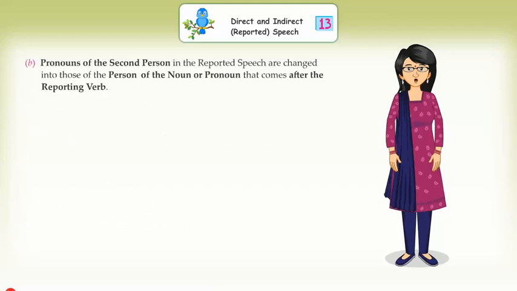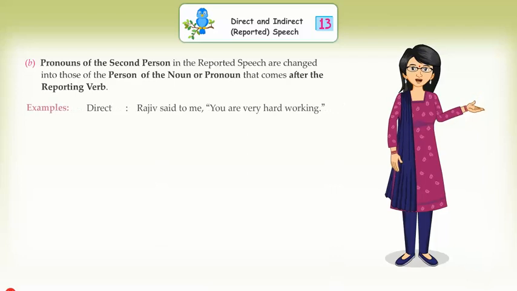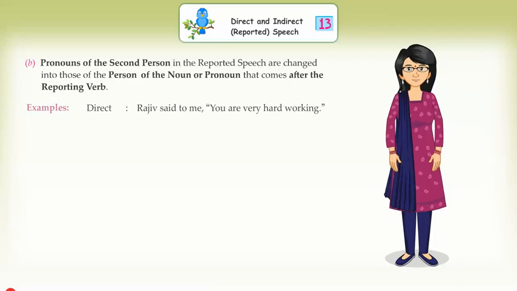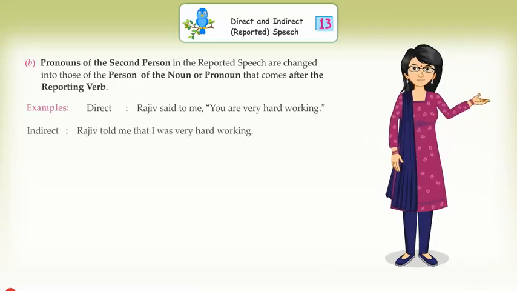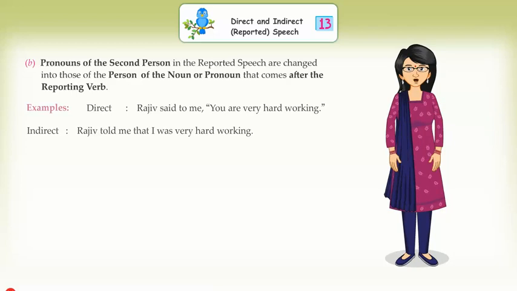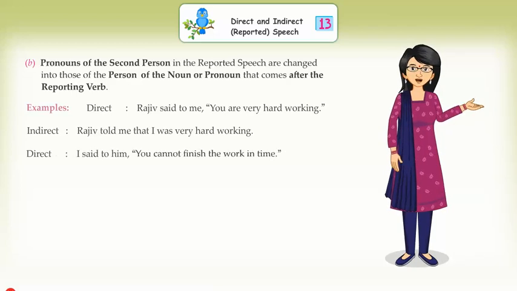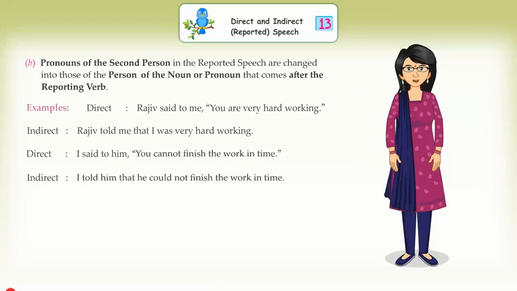B. Pronouns of the second person in the reported speech are changed into those of the person of the noun or pronoun that comes after the reporting verb. Examples. Direct: Rajiv said to me, "You are very hardworking." Indirect: Rajiv told me that I was very hardworking. Direct: I said to him, "You cannot finish the work in time." Indirect: I told him that he could not finish the work in time. Direct: You said to me, "You must meet her." Indirect: You told me that I must meet her.